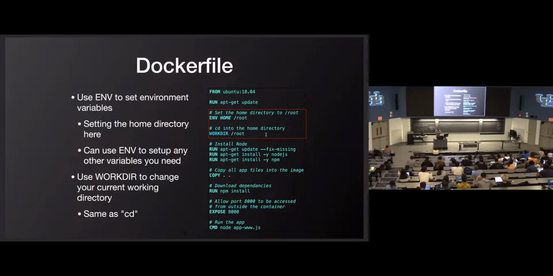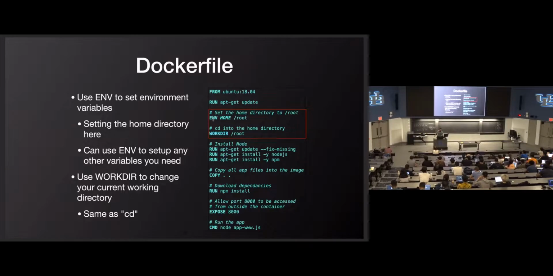Working directory, workdir. This is a separate command that's going to change the current working directory, which is the same as typing cd. So this is the same as saying cd /root in the command line, except in a Dockerfile, you use workdir instead of cd. So I'm going to change my working directory to root.